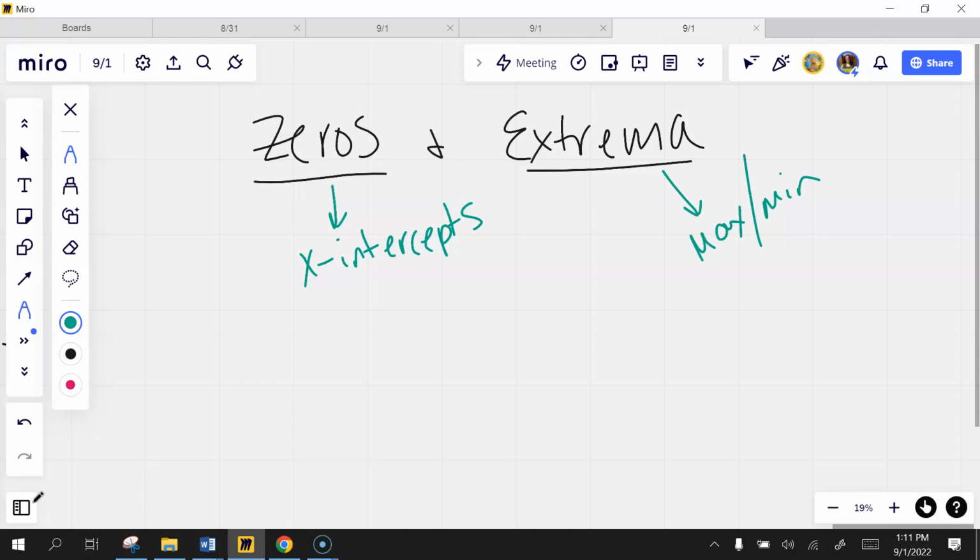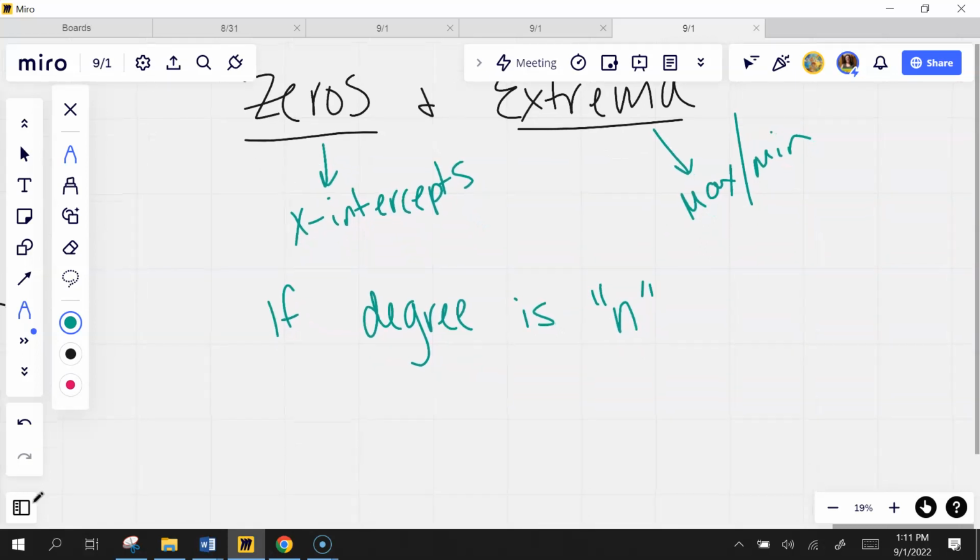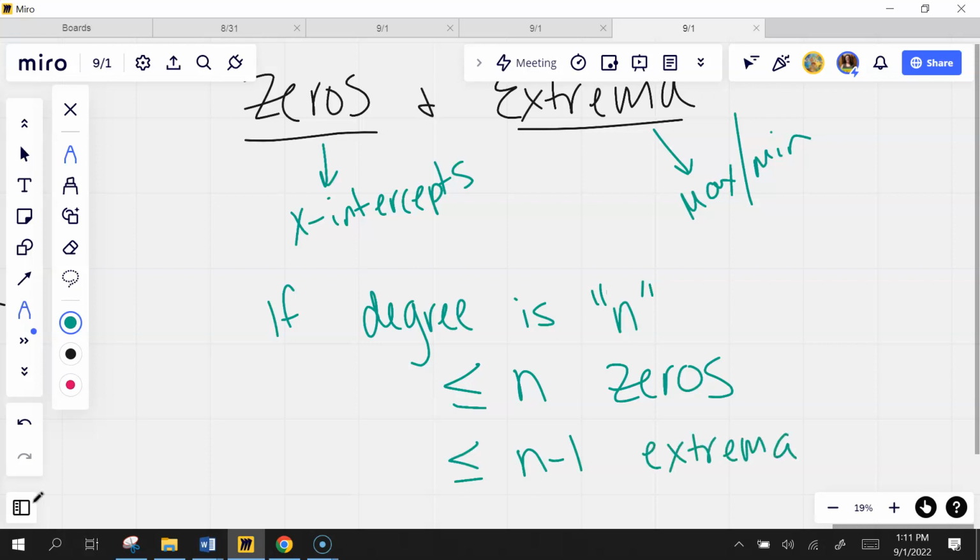So, if you have a polynomial, if your degree is n, because that's what we've been using for all of our polynomials, a degree of n, right? Then I have, if I say this, do y'all know what that means? Less than or equal to, so no more than this number. N zeros and n minus 1 extrema.